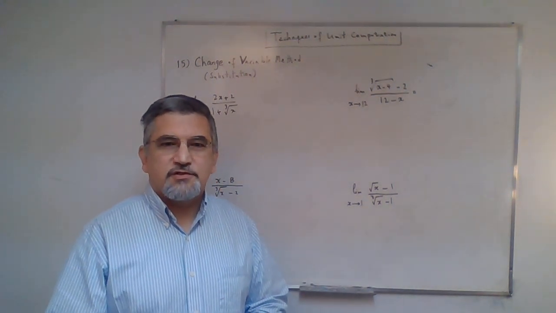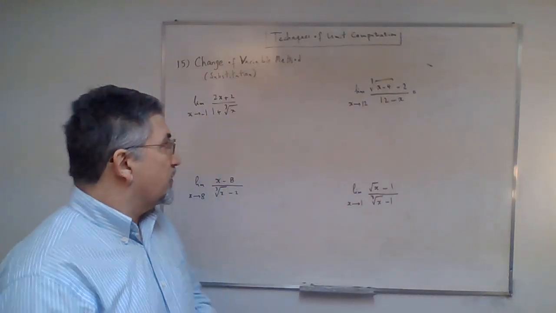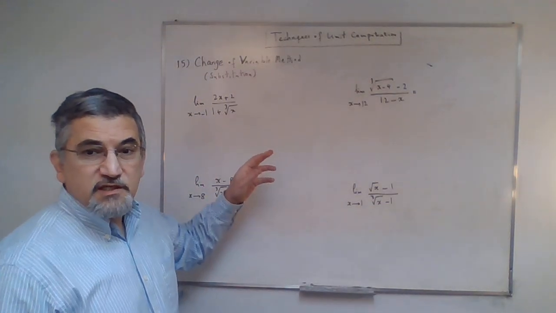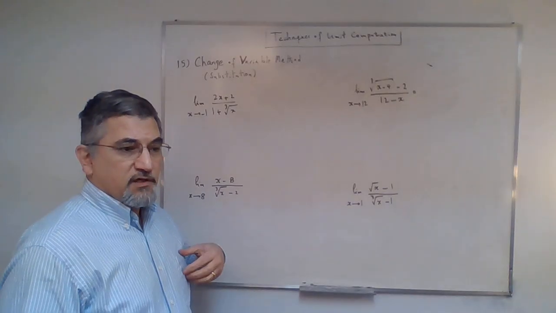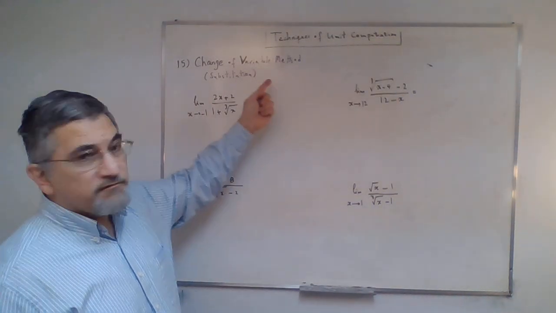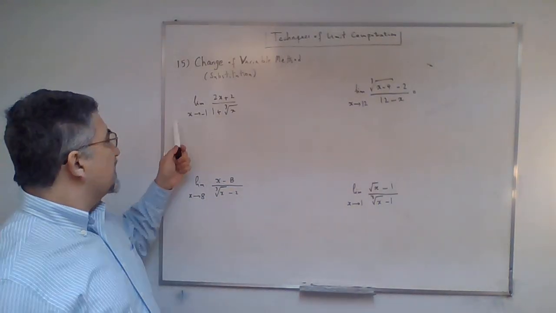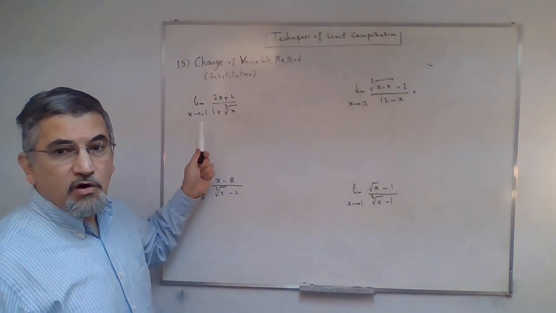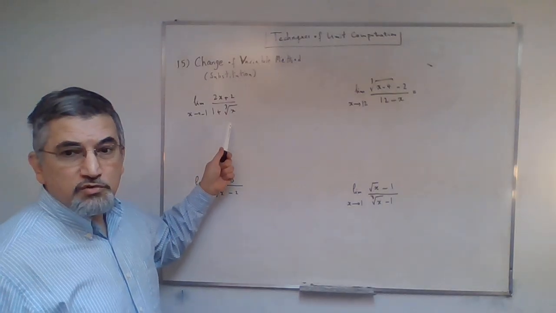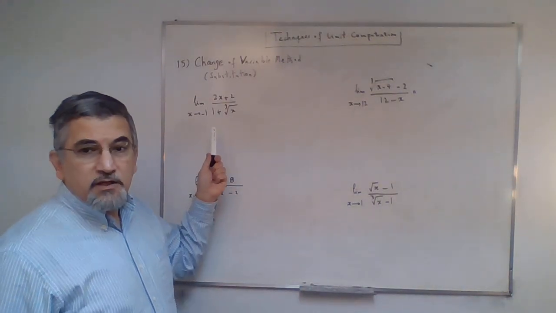Welcome to another lecture on the topic of techniques of limit computation. In this lecture we want to discuss a new technique, a new method of finding limits of different functions. It's called the change of variable method, also known as the substitution method. We want to find the limit of (2x + 2) all over (1 + cube root of x) when x approaches -1.